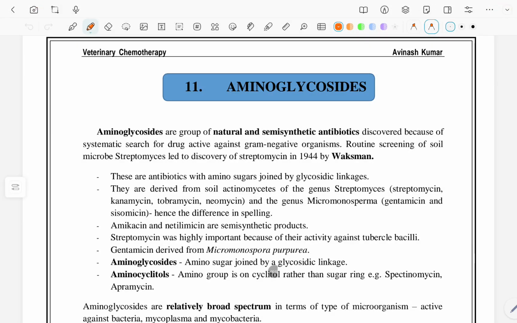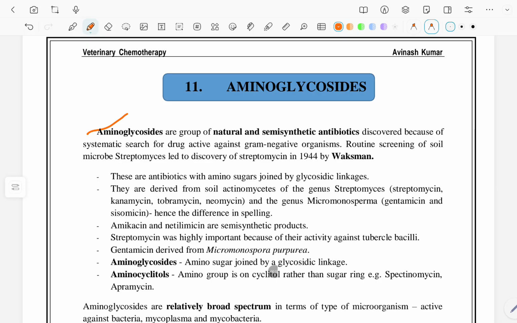Chapter 11: Aminoglycosides. Aminoglycosides are a group of natural and semi-synthetic antibiotics discovered through systematic research for drugs active against gram-negative organisms.